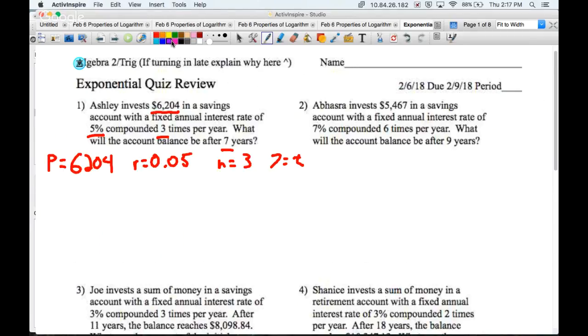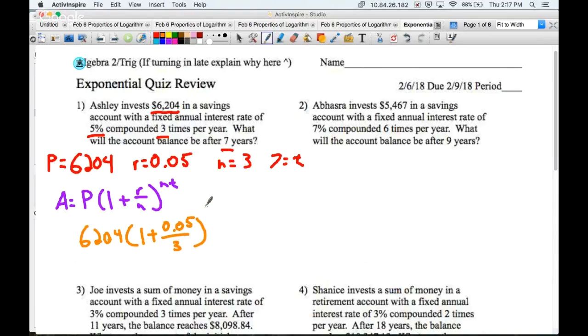Next, I'm going to grab my compound interest formula, which is on your green sheet that you're allowed to bring to the quiz. The final amount A is equal to P times quantity 1 plus r over n, to the nt. I'm going to fill in the values that I have. A equals 6,204 times 1 plus 0.05 over 3, all to the power of 3 times 7.